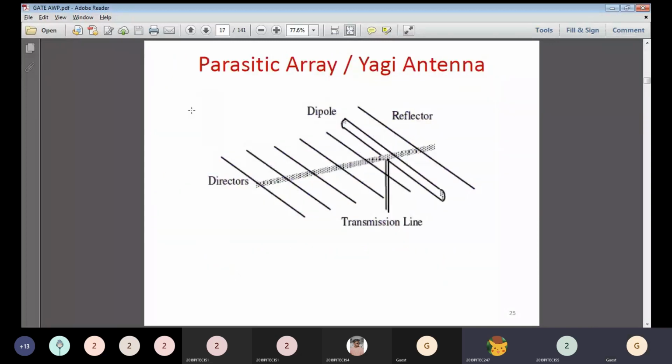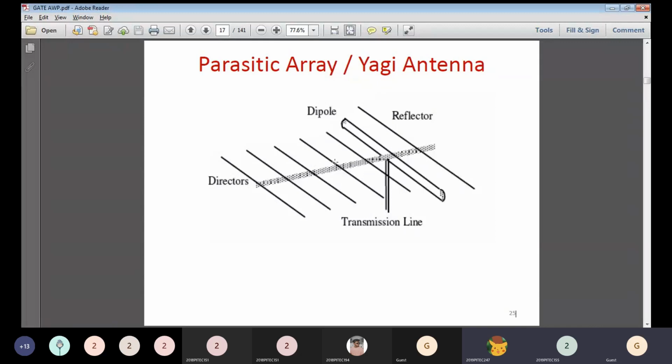The best example of the parasitic array is the Yagi-Uda antenna. This antenna is useful to receive television signals. In older days we used this antenna, the Yagi-Uda antenna, or simply we can call it the Yagi antenna.